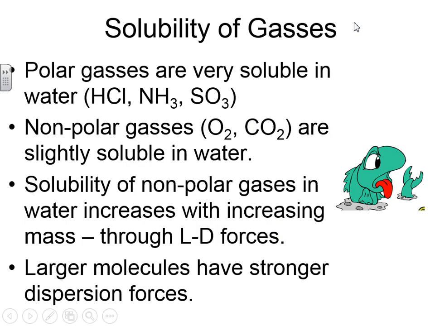What we say is polar gases are very soluble in water. So polar gases being like HCl, ammonia has hydrogen bonding, but even something like sulfur trioxide, because it is polar, nope, sulfur trioxide is non-polar. I meant to say sulfur dioxide. Sulfur dioxide is very polar. Now sulfur trioxide is also soluble in water, but sulfur dioxide is polar. Trioxide, if you draw the structure, trioxide is actually non-polar.